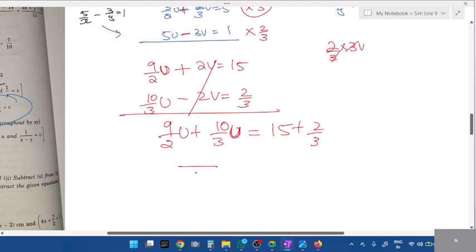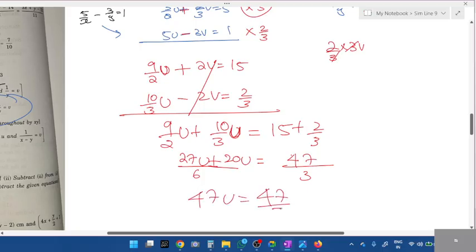LCM is 6. You get 27u plus 20u, right? And here what do you get? 47 by 3. What happens to 6 if it goes to the other side? So 27 plus 20 is 47u is equal to 47 divided by 3 into 6. Respond. Then how do you find the value of u?